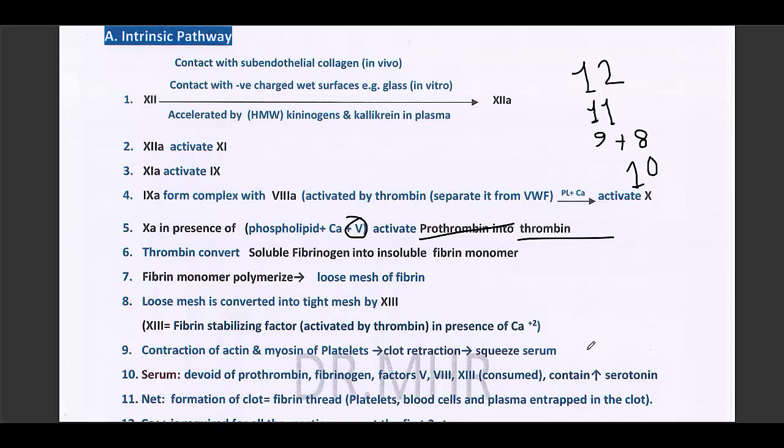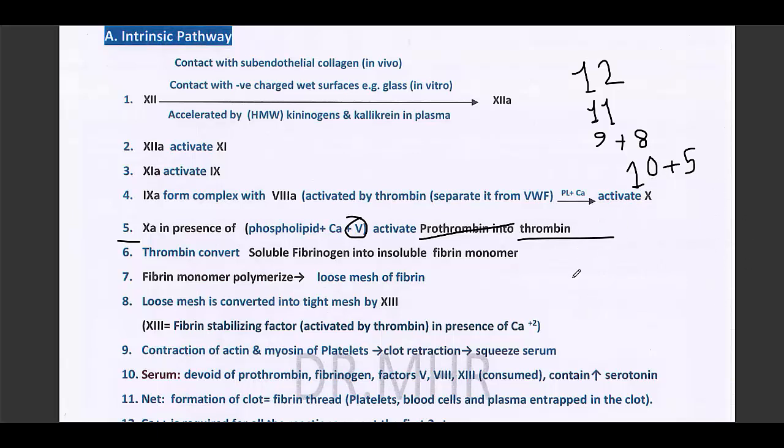Prothrombin into thrombin. If you remember, prothrombin was one of the plasma proteins we mentioned before. Thrombin converts soluble fibrinogen into insoluble fibrin monomer. At this point, we start making the clot. So, factor 10, in the presence of phospholipid and calcium, and factor number 5, start to convert prothrombin into thrombin.